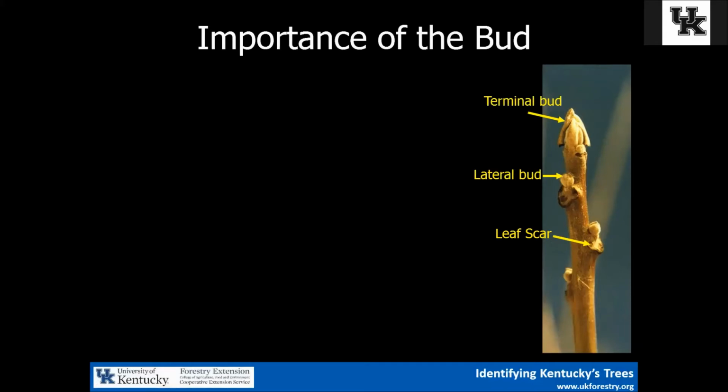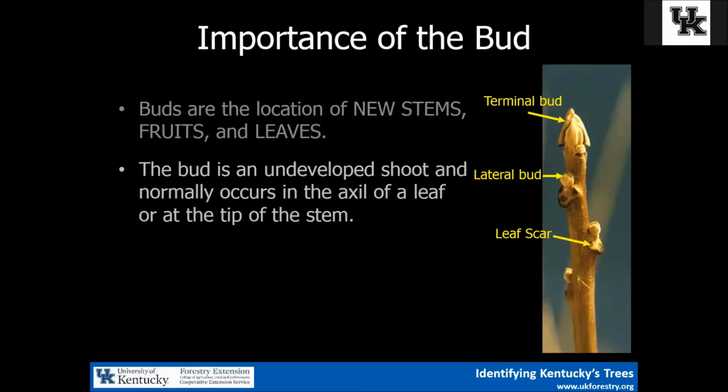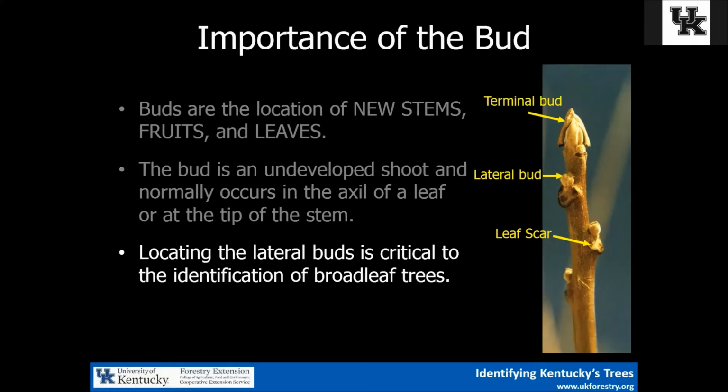But you can't underestimate the importance of the bud. The buds are the location of new stems, fruits, and leaves. And the bud is an undeveloped shoot and normally occurs in the axil of a leaf or at the tip of the stem, just like we've got here, our terminal bud or that lateral bud, and it's next year's leaves and stuff. So locating the lateral bud is critical to the identification of broadleaf trees, and you're going to see that as we go through our examples this evening. And it's great that it's a little later in the growing season because buds have been set. When you first start looking at leaves in spring, right as they flush out, on a lot of trees there are no buds set, so sometimes it can make it difficult determining leaf form.